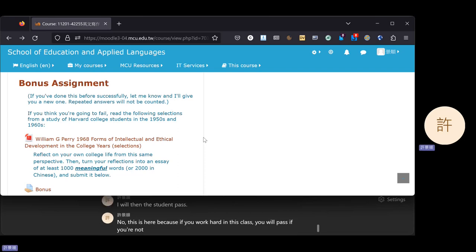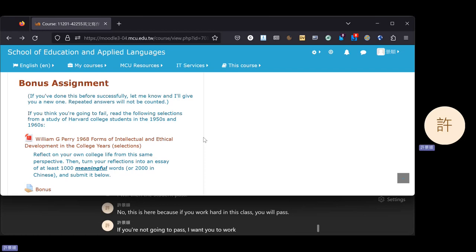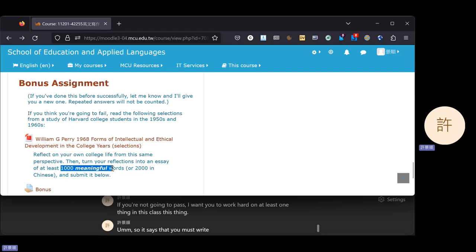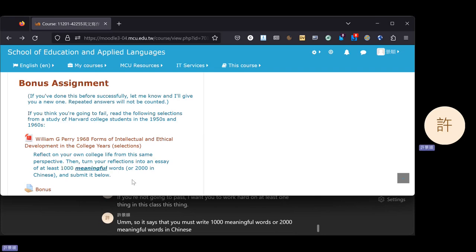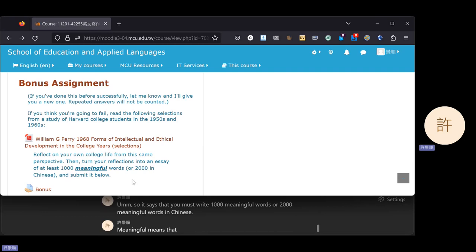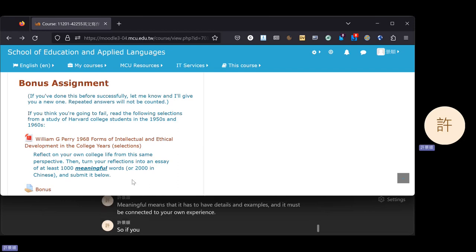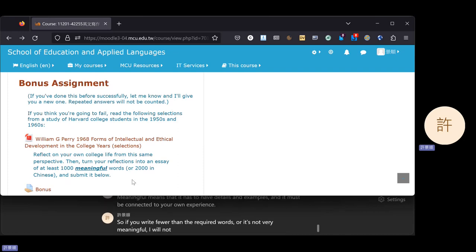If you're not going to pass, I want you to work hard on at least one thing in this class. This thing. So it says that you must write 1,000 meaningful words or 2,000 meaningful words in Chinese. Meaningful means that it has to have details and examples, and it must be connected to your own experience. So if you write fewer than the required words or it's not very meaningful, I will not give you a passing grade just because you did this.